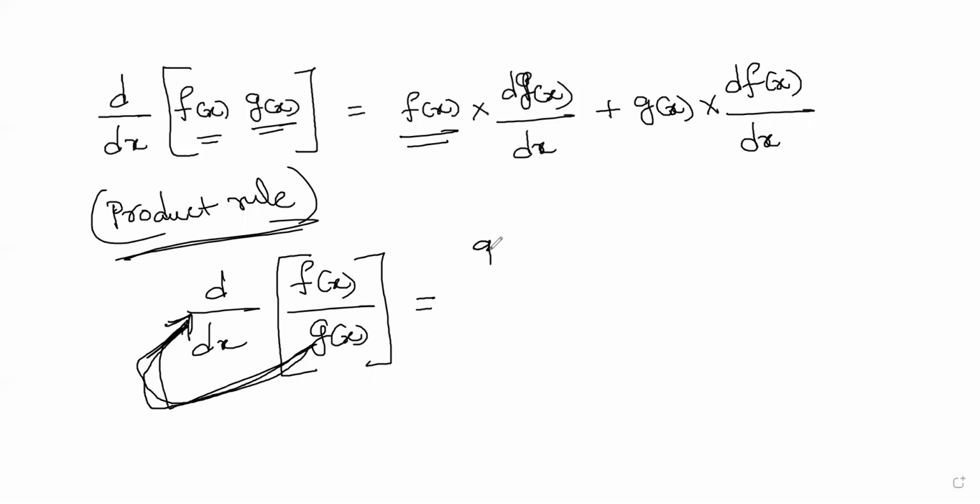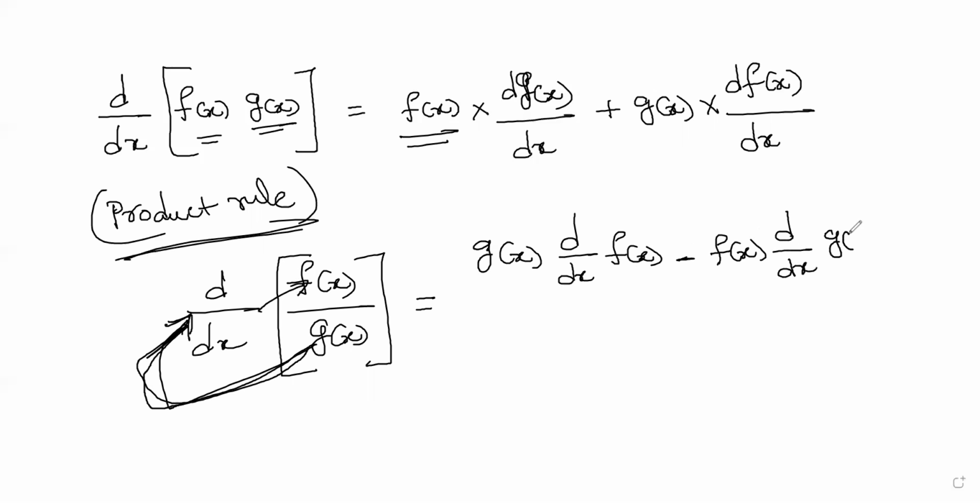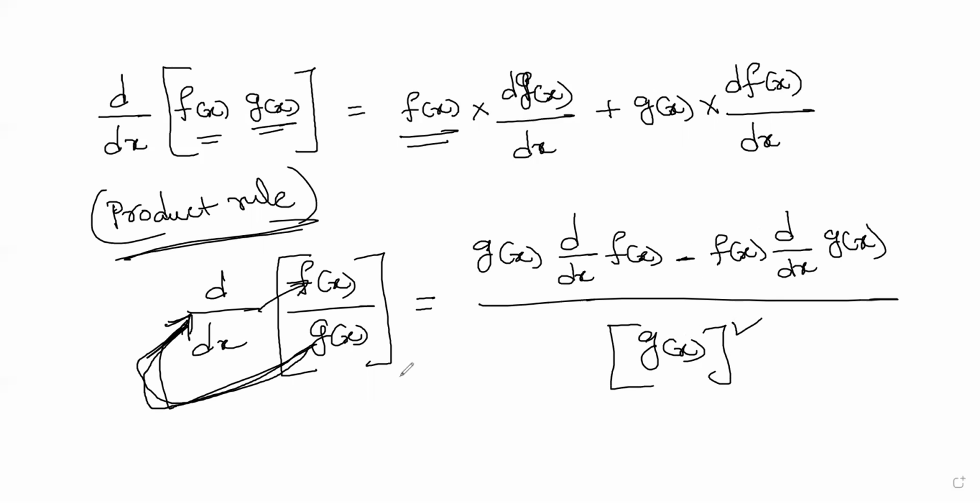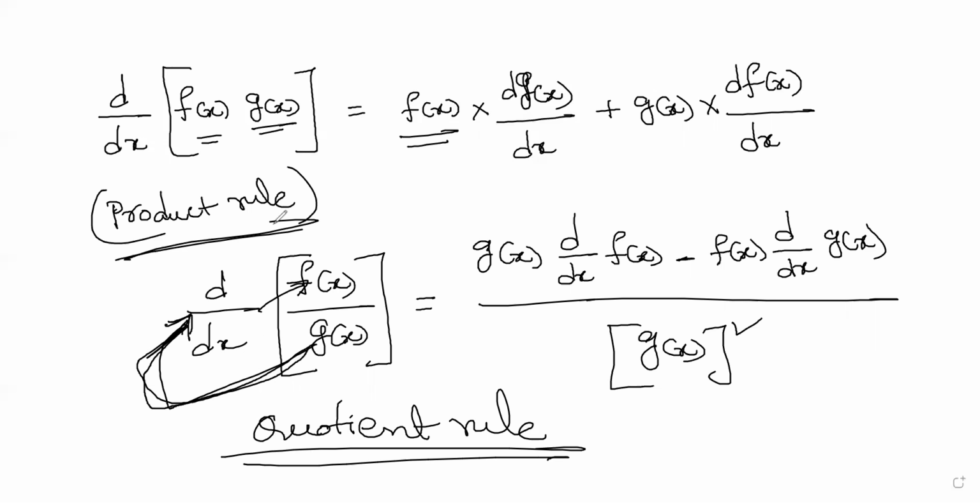So it is like g of x into the derivative of f of x. Hope you understood how to follow. G of x into the derivative of f of x, like this, minus f of x into the derivative of g of x, divided by g of x whole square. This is called the quotient rule of derivative. And the earlier one is called the product rule of derivative.